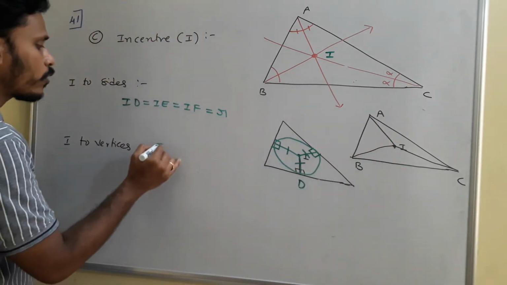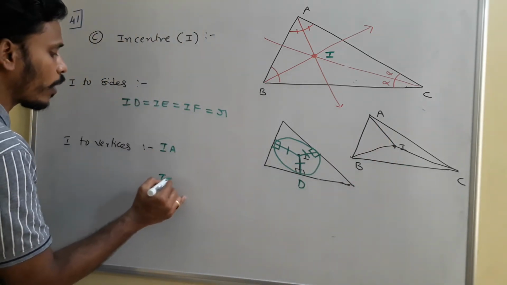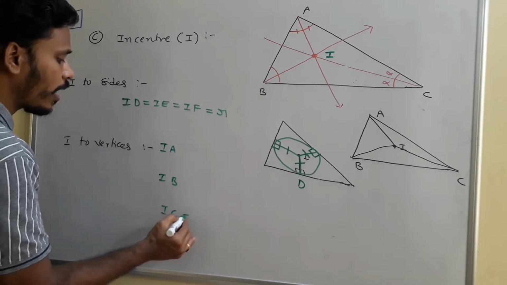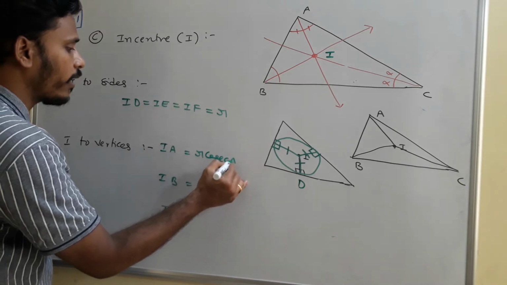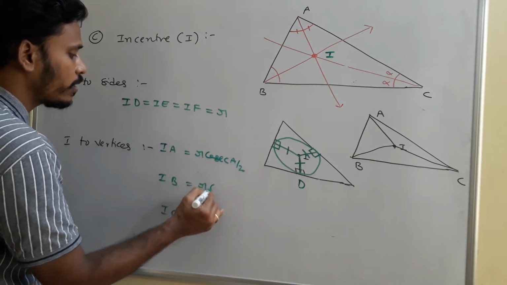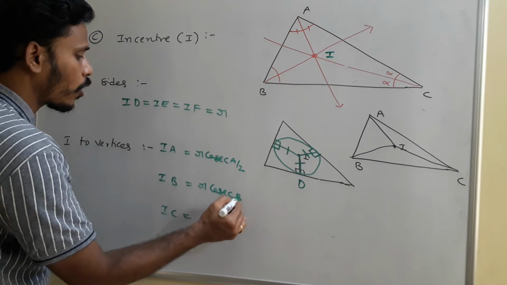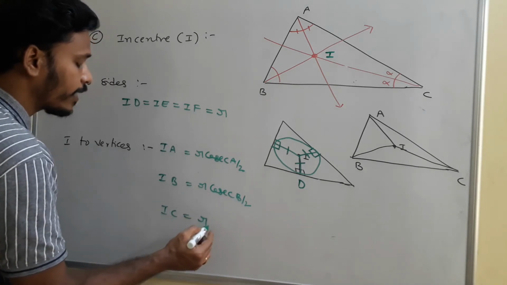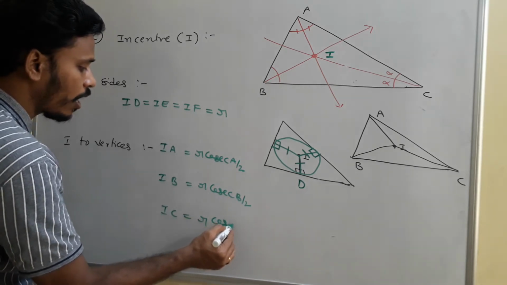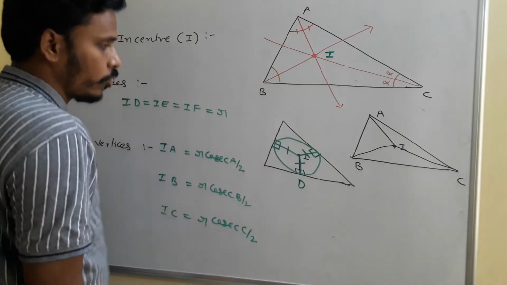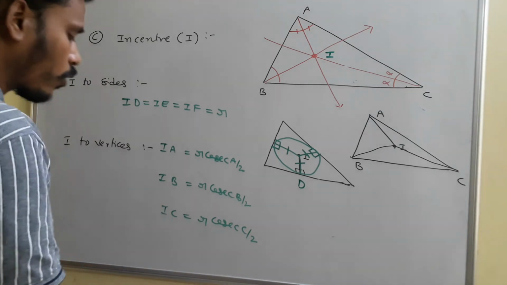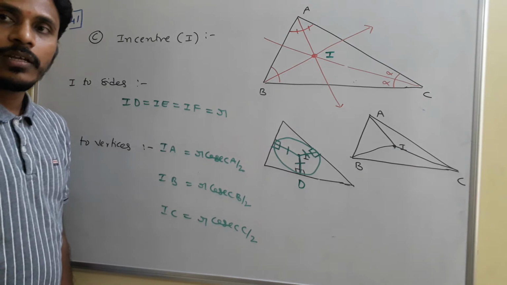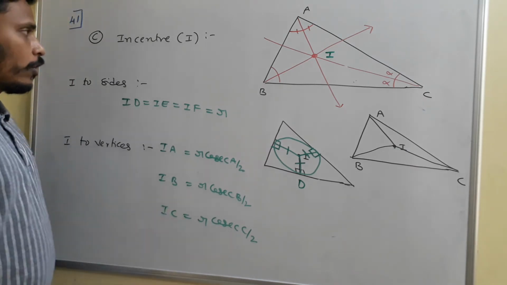Whereas incenter to the vertices A, B, C: what about the distance from incenter to vertex A, vertex B and vertex C? That distance is derived as r cosec A by 2, the distance from incenter to vertex B is r cosec B by 2, and incenter to vertex C is r cosec C by 2. Just have a look: r cosec A by 2, r cosec B by 2 and r cosec C by 2.